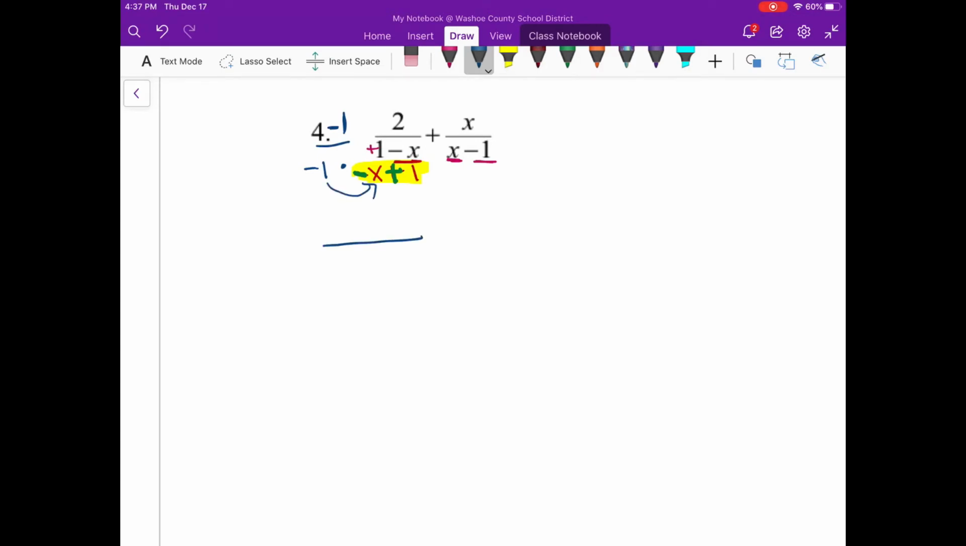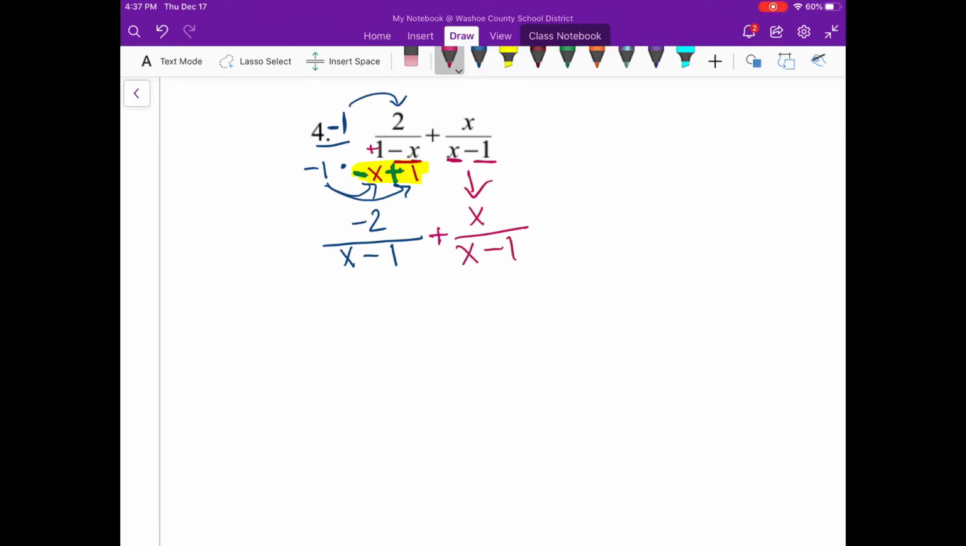So my goal here, why I want to multiply by a negative 1, is because when I multiply, negative 1 times negative x, that's a positive x. Negative 1 times positive 1 is a negative 1. And then don't forget to multiply the negative 1 and the positive 2, giving you a negative 2.